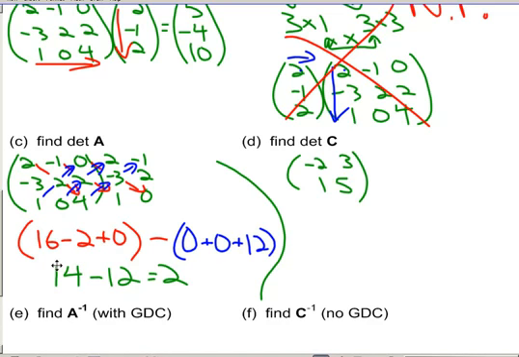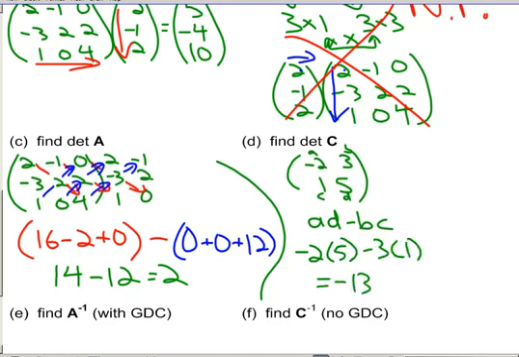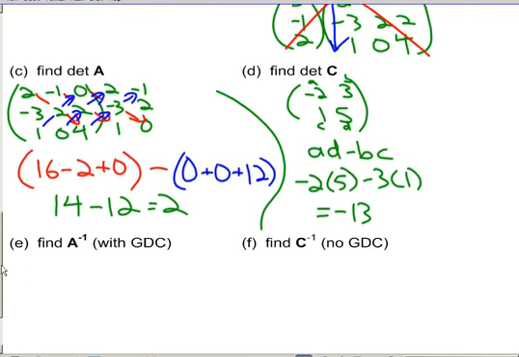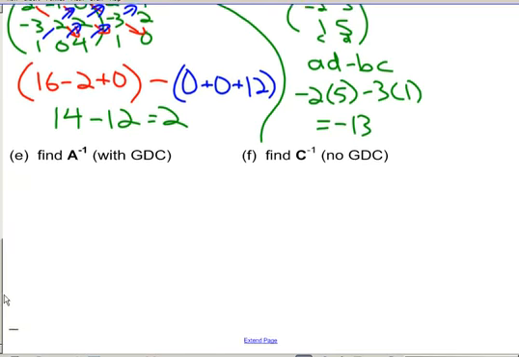Determinant of C we know is AD minus BC, if we label these as A, B, C, and D. So this will just be negative 2 times 5 minus 3 times 1, which gives us negative 13. Okay. The fact that it's not 0, again, tells us that C is invertible.